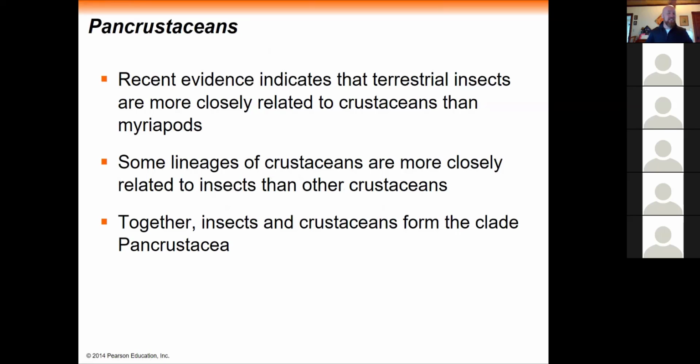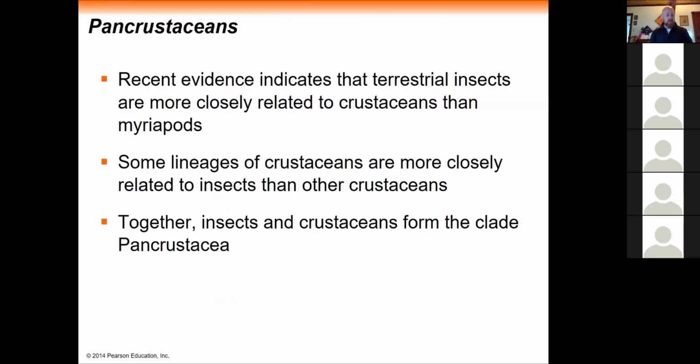Pancrustacea, this is our insects and all of our ocean-dwelling crustaceans. So we used to separate them out as two groups. We had the crustacea and we had the hexapods. Hexapods were the land-based insects. The crustaceans were the ocean-based buggy things. But we recently learned that they're together. Genetically, they're more closely related to each other than they are to things like centipedes. So we lump them together.